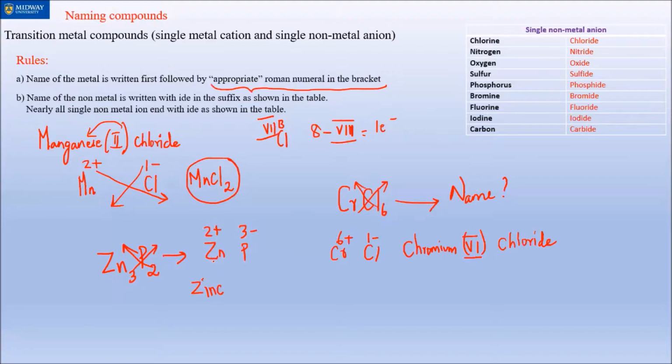Zinc for zinc. P3 minus is phosphide because it comes from phosphorus. Again, if you want to verify it, you can also do that. Phosphorus is 5B, which is 8 minus 5 is 3. See how it works out. See, chemistry is so beautiful. It works out. It's just some random compound, but we are only able to get the 3.